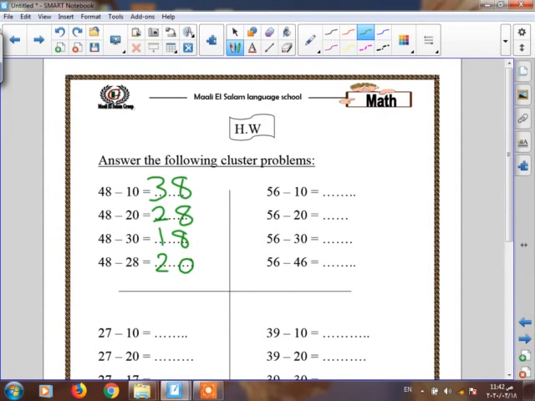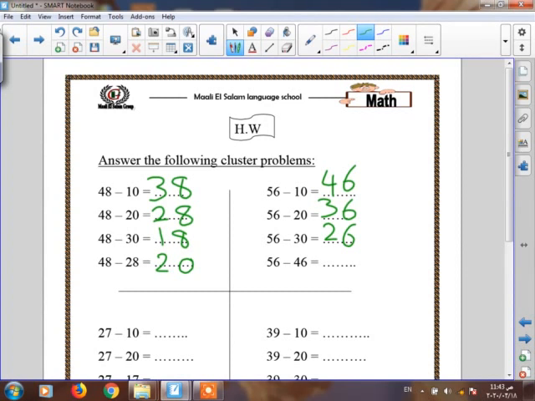For the next group, 56 minus 10, I take 1 from the tens. So the answer is 46. 56 minus 20, I take 2 from the tens. So the answer is 36. 56 minus 30 is 26.